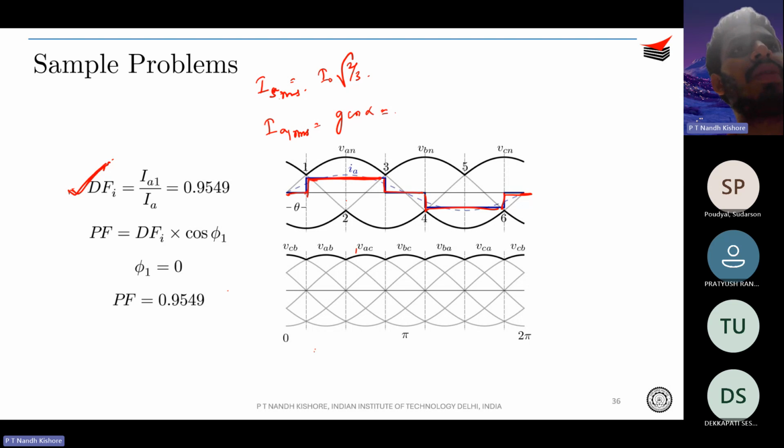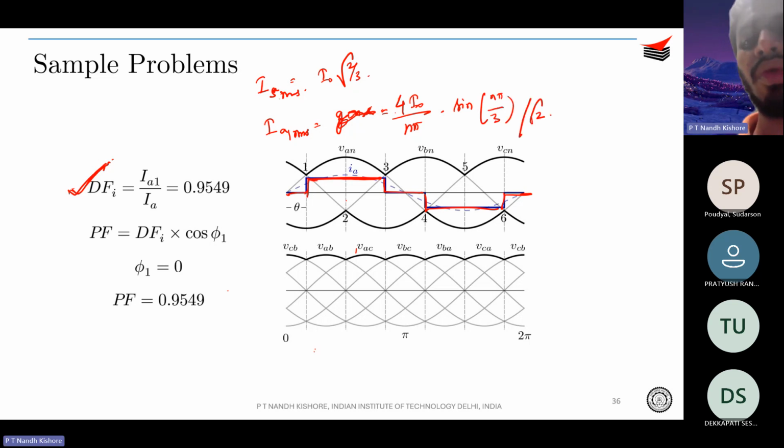I'm sorry, it will not be G cos alpha, it will be 4 I naught by n pi into, for a three-phase case, sine n pi by 3 by root 2, right? Put n is equal to 1, so 4 I naught by pi sine pi by 3 by root 2, and this is I naught into root of 2 by 3. So just take the ratio of these two. IA1 RMS divided by this IS RMS, you will end up with 0.955.